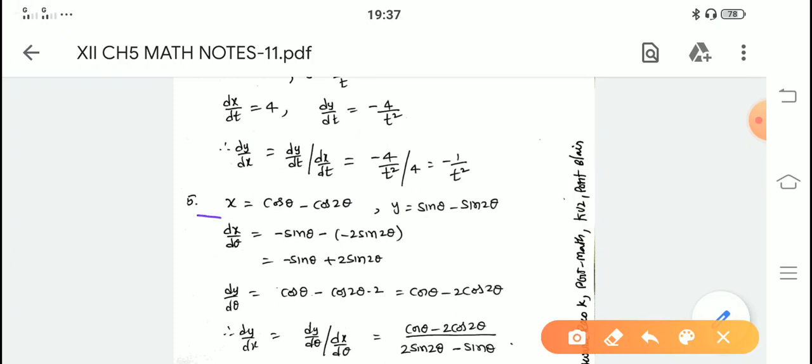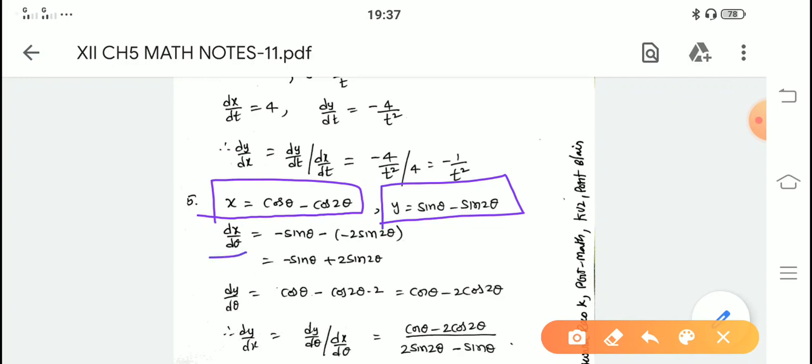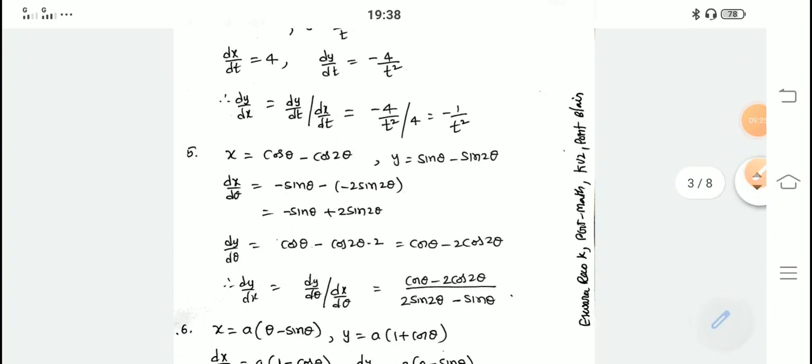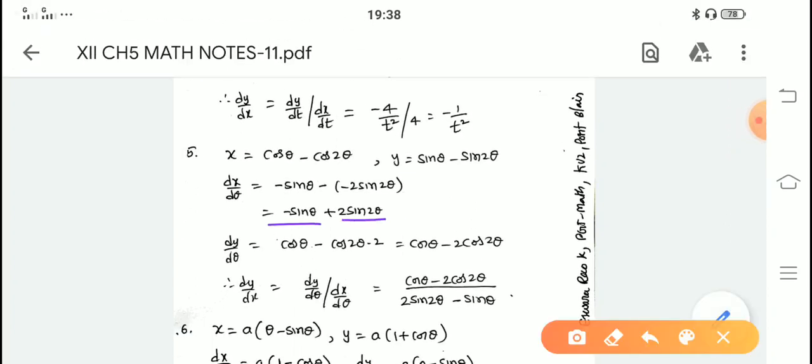Look, x is equal to cos theta minus cos 2 theta, y is equal to sin theta minus sin 2 theta. First find dx by d theta. The derivative of cos theta is minus sin theta, then one more minus. Then the derivative of cos 2 theta is minus 2 sin 2 theta. How has 2 come? Because of the 2 theta derivative. So we got minus sin theta plus 2 sin 2 theta.